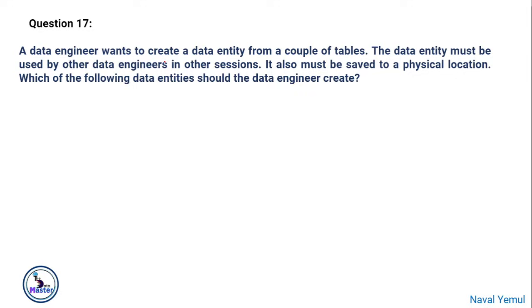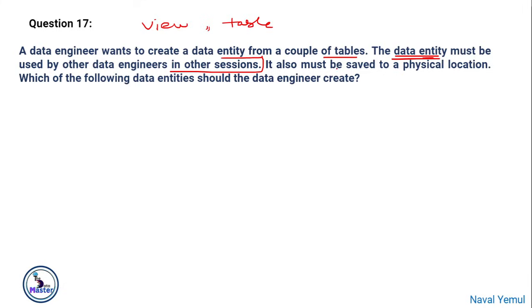Moving forward, a data engineer wants to create a data entity from a couple of tables. The data entity must be used by other engineers in other sessions. Yeah, this is very important again. So they want to create one of the objects, and they are saying that other data engineers must be able to use it in other sessions also. So when it comes to other sessions, are they talking about the view or the table? This is very confusing. View or the table, it can be both.